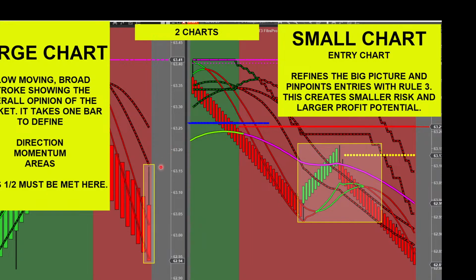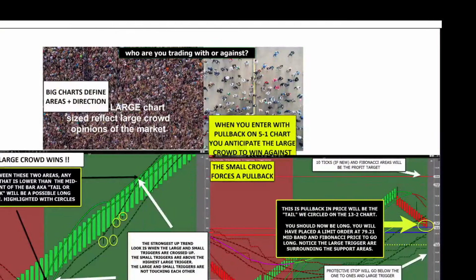So inside of this one bar, defining direction, momentum, and areas, are all of these bars. And that's that refinement process that makes this high probability trend trade entry so accurate. We use these two charts, and I'd like you to think of them in terms of who am I trading with and who am I trading against.